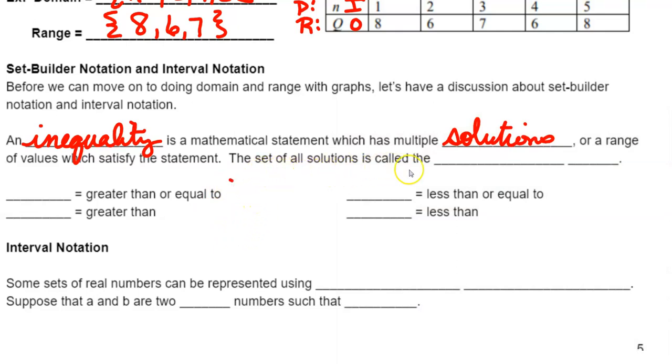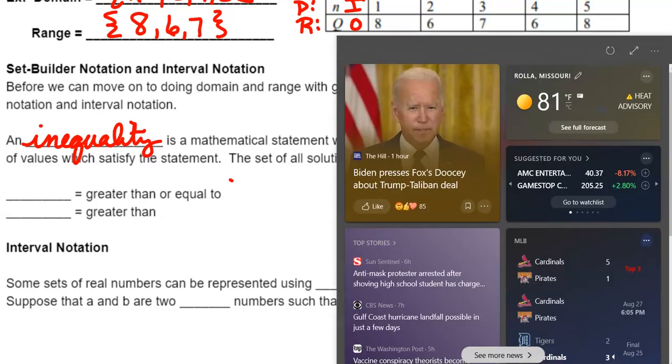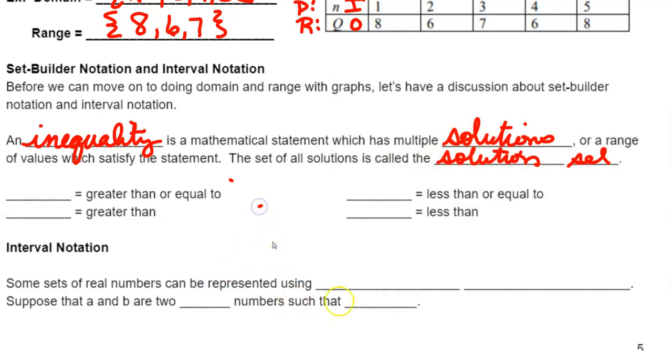Now, the set of all solutions is what we call a solution set. And for our set, that means it's just a collection. This is a solution set for the range of these numbers: 8, 6, and 7, okay?